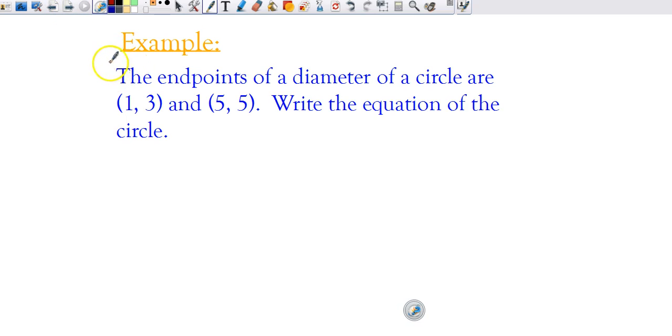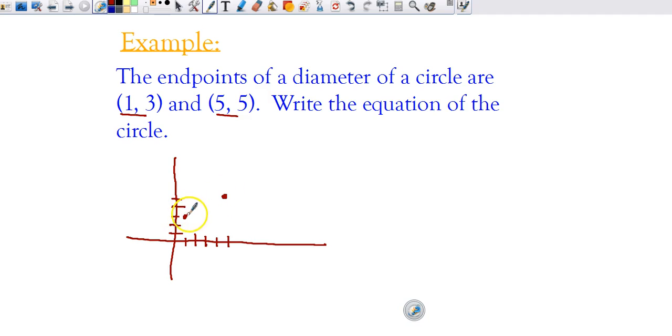All right, the first example, the endpoints of a diameter of a circle are 1, 3, and 5, 5. Write the equation of the circle. So the endpoints of a diameter, if you imagine a circle, and if I plot the points 1, 3, and 5, 5, imagine that this is the diameter of a circle, and the circle is going to look something like that. Now, it's not a very precise circle, but you get the idea.